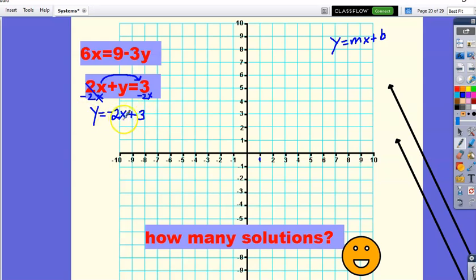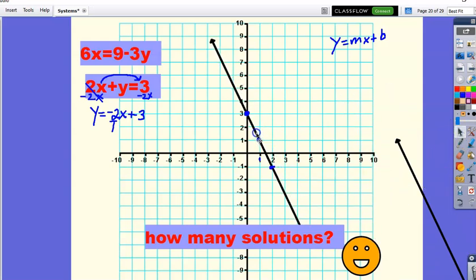I can go graph it. Remember you want to plot your y-intercept. So plot the 3, and then your slope is negative 2 over 1. Notice how it's negative. That means I need to go down 2, right 1. Down 2, right 1. All right, I'm going to grab this line. It looks like it might go right through it for me. Perfect.